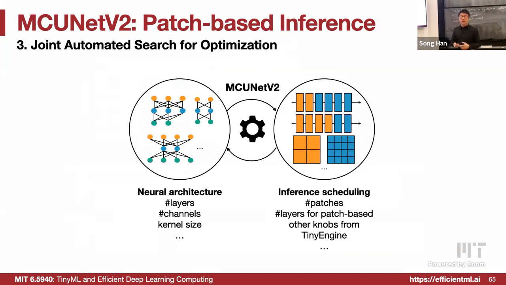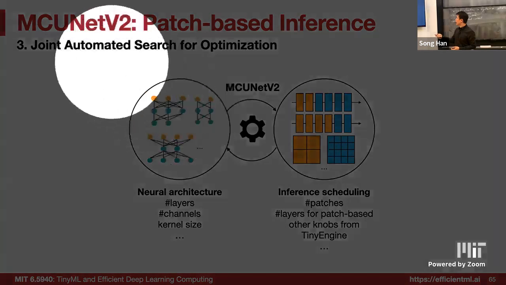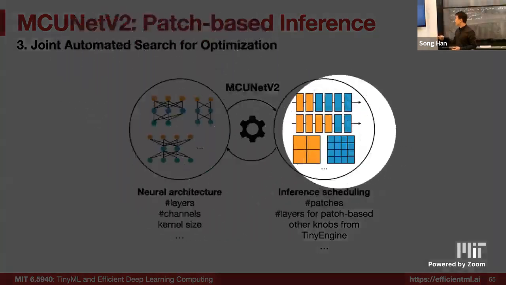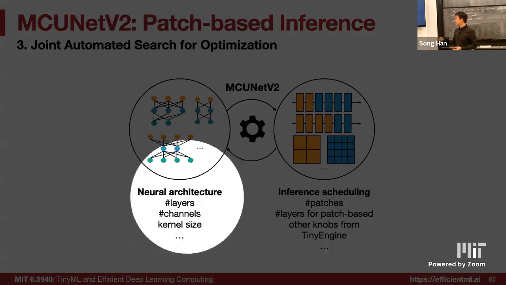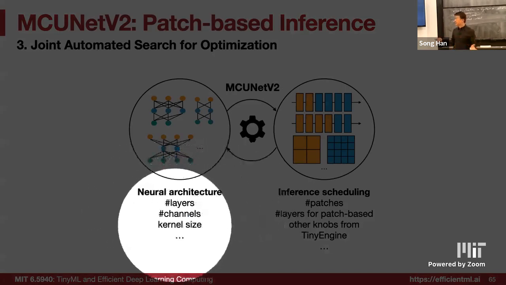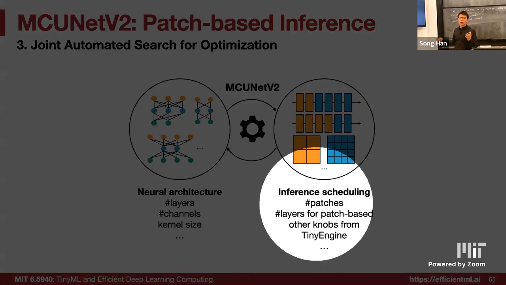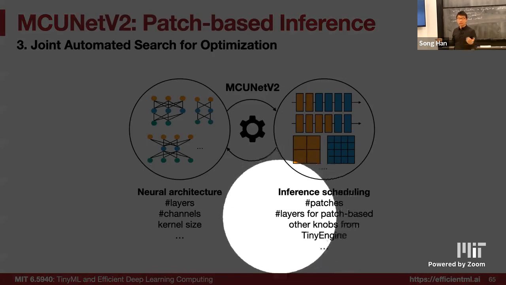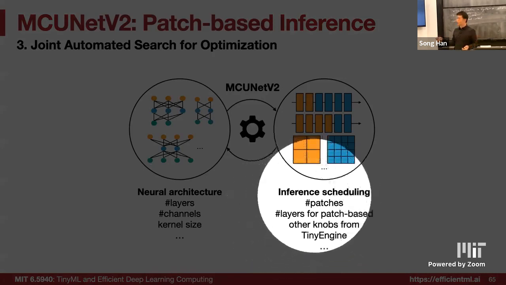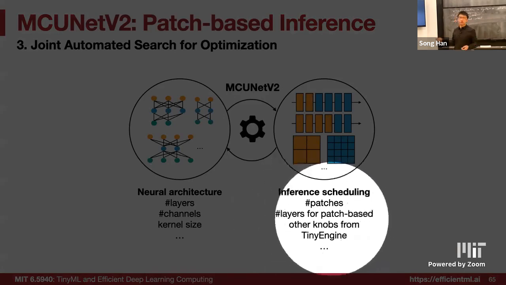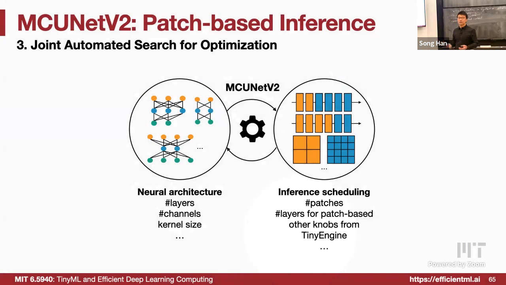All right, so finally, we can apply this per patch based inference into the search space and jointly search the neural architecture and inference scheduling methods. So the neural architecture includes the number of layers, number of channels, kernel size, resolution. Inference scheduling means whether we use per patch based scheduling and how many patches do we use, like 2x2 or 3x3. You can see there's diminishing return. How many layers do we use this per patch based inference, and also other knobs in TinyEngine we are going to cover in the next lecture.